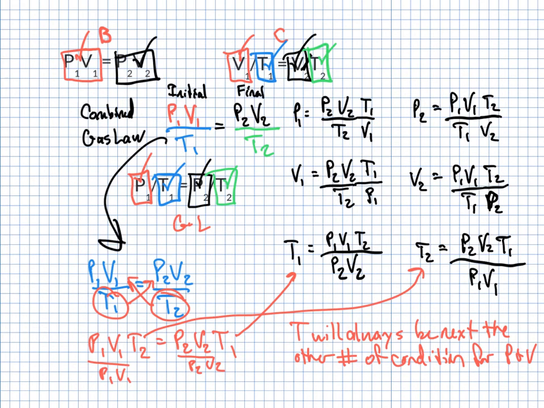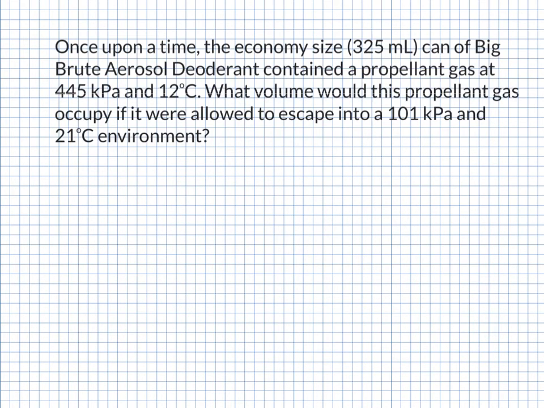Okay, so let's do a problem. Once upon a time, the economy size, 325 milliliters, that's a volume, can of Big Brute aerosol deodorant contained a propellant gas at 445 kilopascals and 12 degrees Celsius. That is one sentence. That means all of those values go together. So V1, 445 kilopascals is a pressure, T1, 12 degrees Celsius is a temperature.